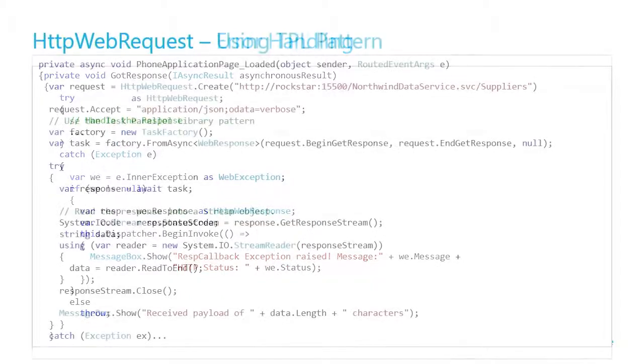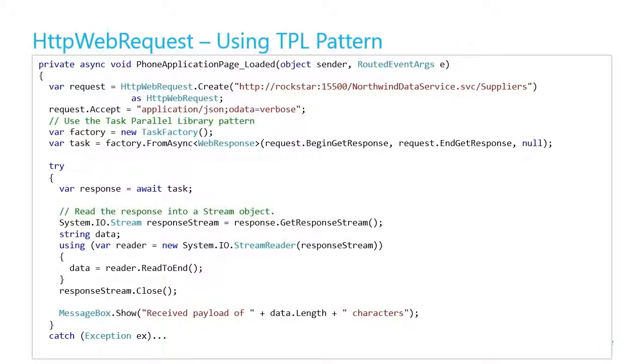Now, again, using the TPL pattern, which is the Task Parallel Library, which is the proper name or the originating name for the async await pattern. You start off the same, HttpWebRequest.Create, to give you an HTTP web request instance. Again, we're setting the accept header on that. This is actually going off to an OData service and getting the verbose version of the JSON feed. We're going to look at that in a little bit more detail shortly.